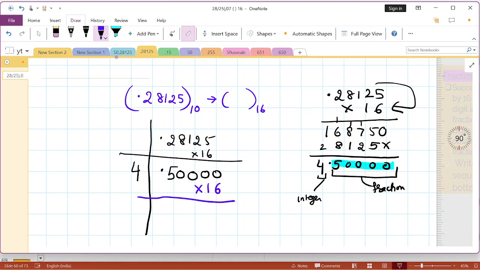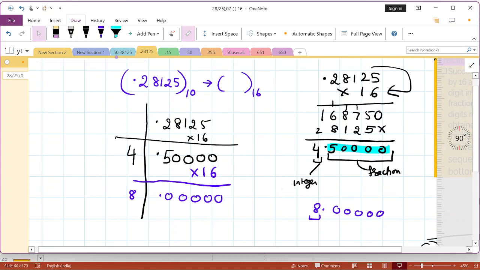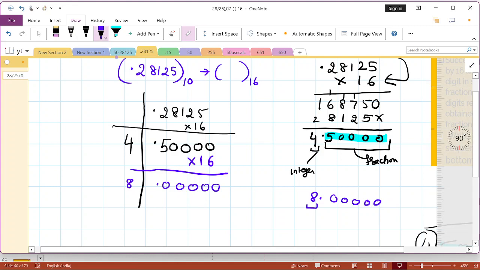So that will give me the answer 8.00000. That means if I multiply this number with 16, we get this. So this is 8 and this becomes 0.00. Now when I'm going to stop, this repeated multiplication has to stop somewhere. So we will stop over here once our fractional portion gets all zeros, right?